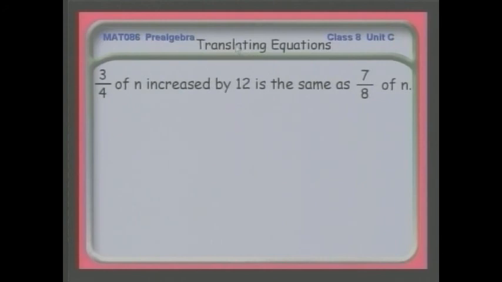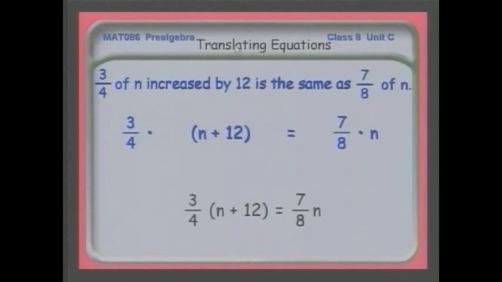Notice there's no comma here. 3/4 of n increased by 12 is the same as 7/8 of n. Here we have 3/4 of the quantity n increased by 12, the quantity is the same as 7/8 of n. That gives us the equation 3/4 times the quantity n plus 12 is equal to 7/8 of n.